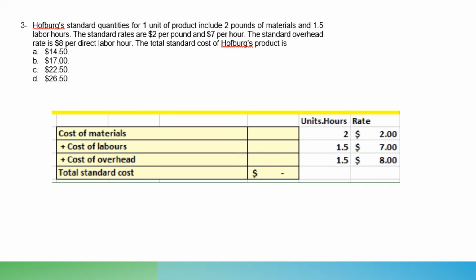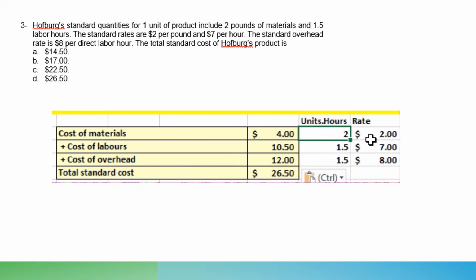Alright, we're moving on to question 3, where we're given some standard quantities to produce 1 unit, which includes 2 pounds of materials. I've indicated the materials being 2 pounds per unit at a rate of $2 per pound. We have the cost of labor being 1.5 labor hours at $7 per hour. And our cost of overhead is based on direct labor hours, so it's the same 1.5 hours, times the $8 direct labor hour.